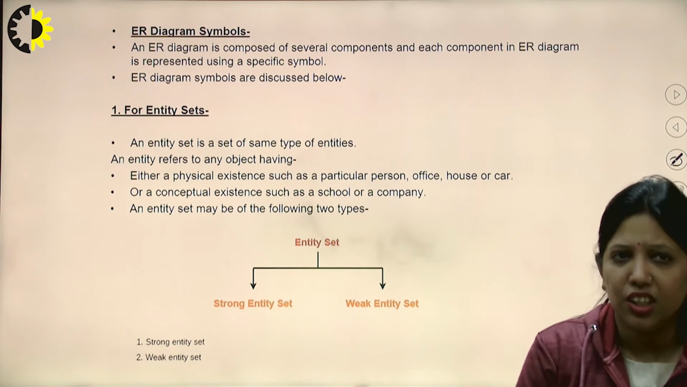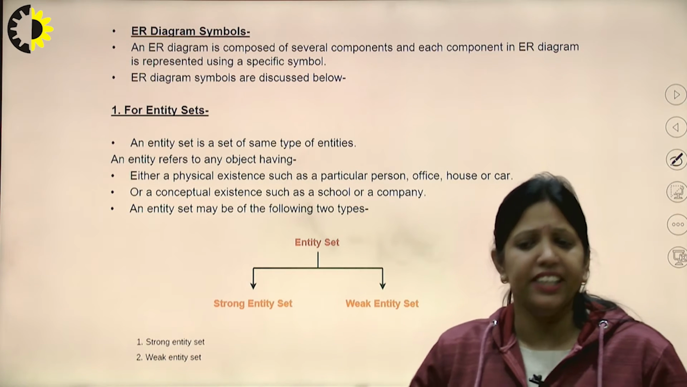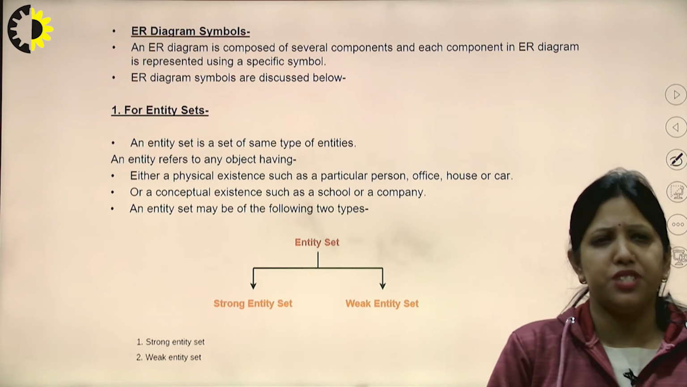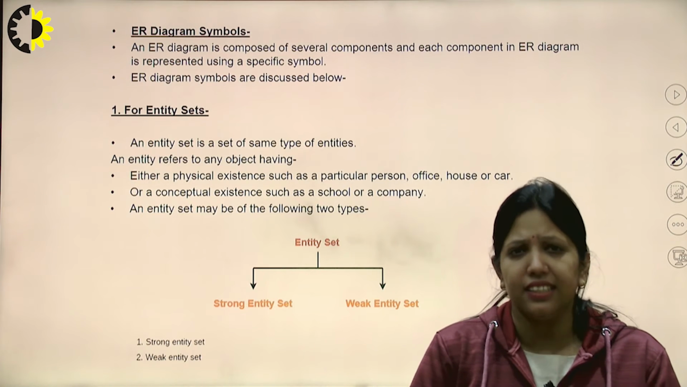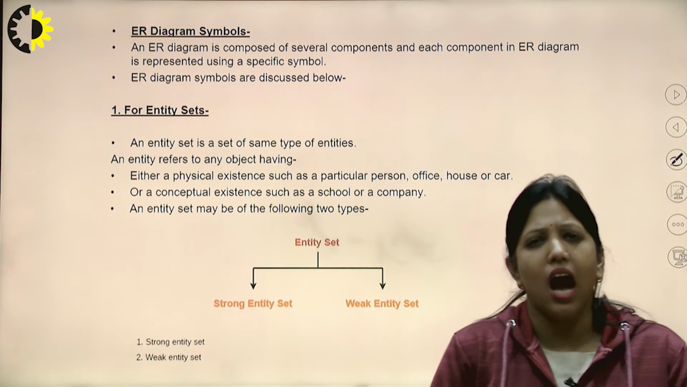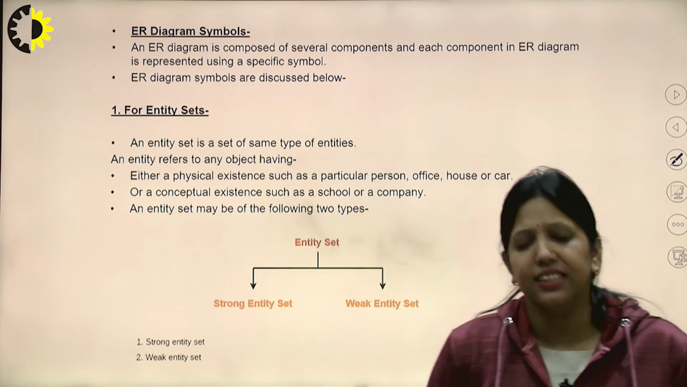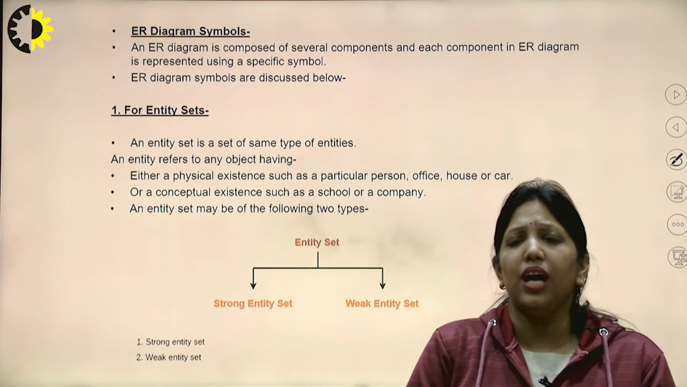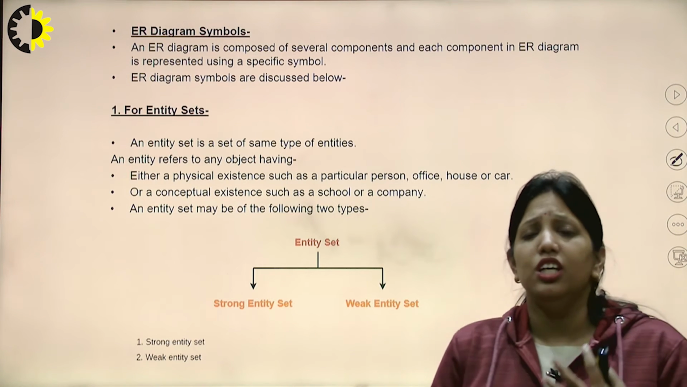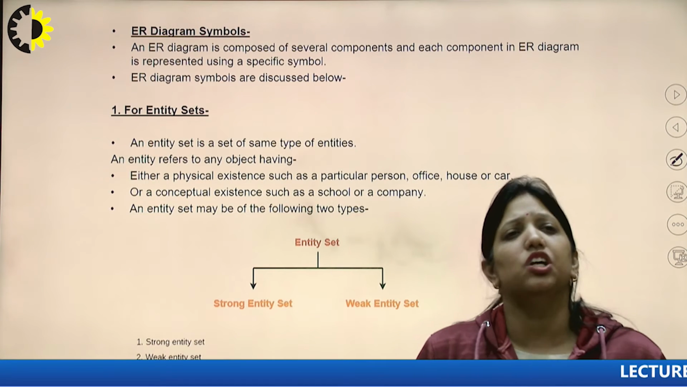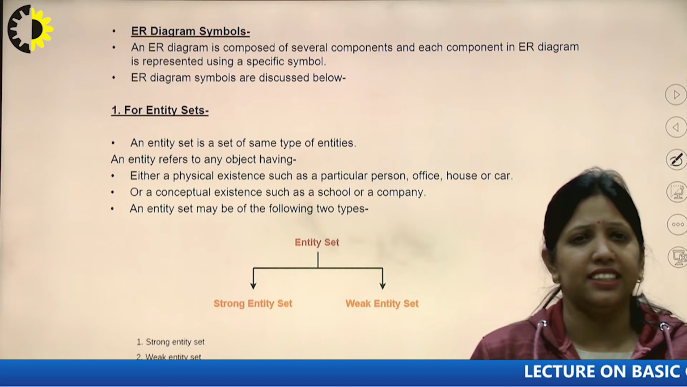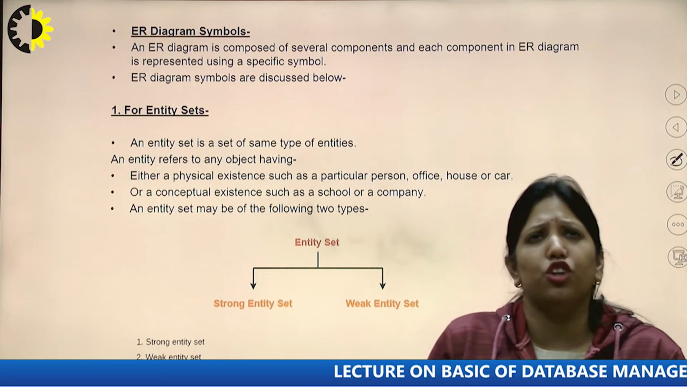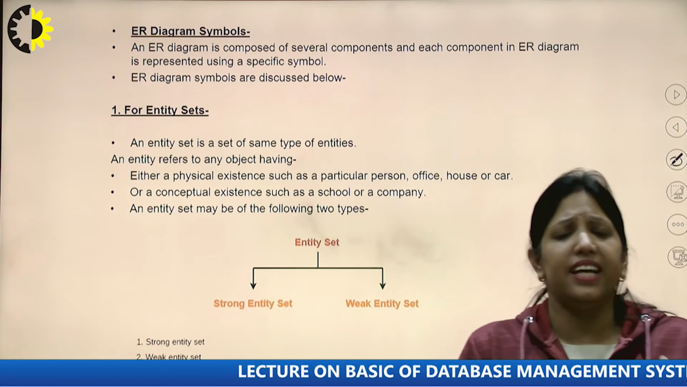If we combine similar types of entities, then it becomes an entity set. But what is an entity? An entity refers to an object having a physical existence, such as a particular person, office, house or a car, or we can say anything that exists in the real world. If we are able to distinguish that entity on the basis of some attributes or properties, then that is called an entity. So if we are able to distinguish these things from other things on the basis of certain properties, then we can say that these are entities.